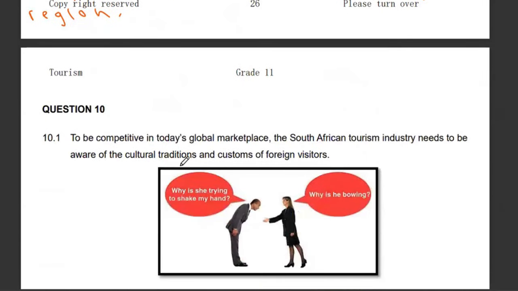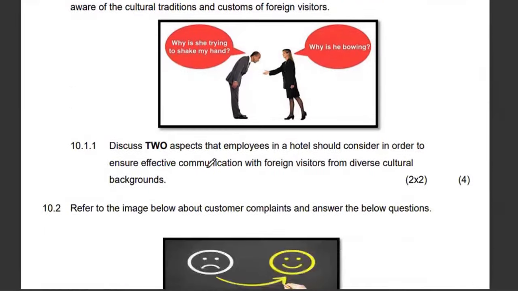Now, question 10. To be competitive in today's global marketplace, the South African tourism industry needs to be aware of cultural traditions and customs of foreign visitors. Why is she shaking her head? Why is he bowing? So discuss two aspects that employees in a hotel should consider in order to ensure effective communication with foreign visitors from diverse cultural backgrounds.